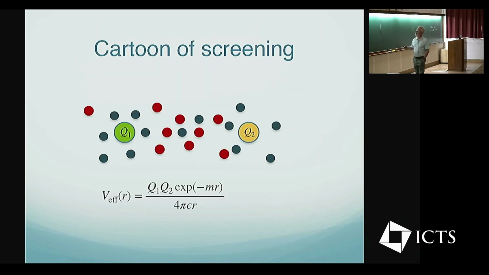And we all know how it happens. If this is a positive charge, then you have negative charges which come and screen these positive charges, and then the positive charges move away. In terms of the effective interaction between charges, what you find is this Yukawa potential, which is the screened Coulomb interaction. This m, in particle physics, is the inverse Debye length. Particle physicists would call this the mass.